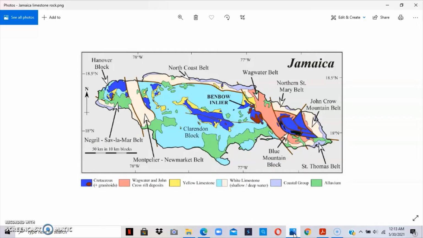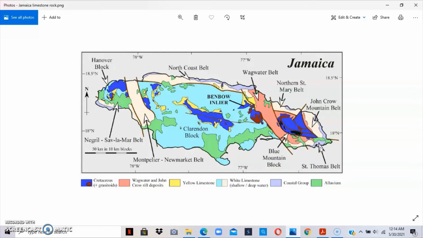Now, this is a map of Jamaica, and it is showing you the location of limestone in Jamaica. The yellow shows us where we have yellow limestone. So this area, yellow limestone, and the white or the pale blue shows us where we have white limestone. So all this area, these are areas that we have white limestone. And this blue here along St. Thomas and Portland there and the North Coast and Western Jamaica, it shows us the coastal group of limestone.